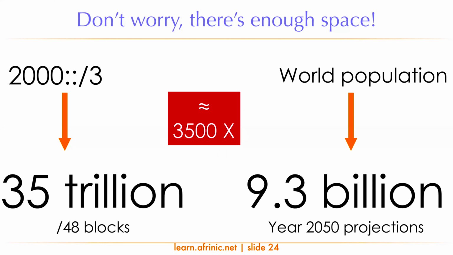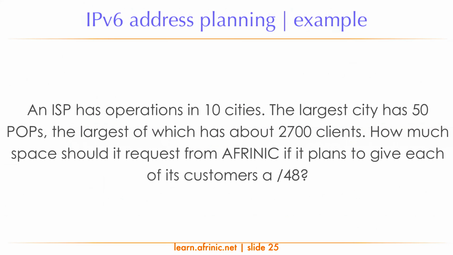So let's look at an example. We looked at how to determine the hierarchy. We looked at how to determine the network prefix needs, right? So let's use this example to look at a worked scenario. An ISP has operations in 10 cities. The largest city has 50 POPs, the largest of which has about 2,700 clients. How much space should it request from Afrinic if it plans to give each of its customers a /48?